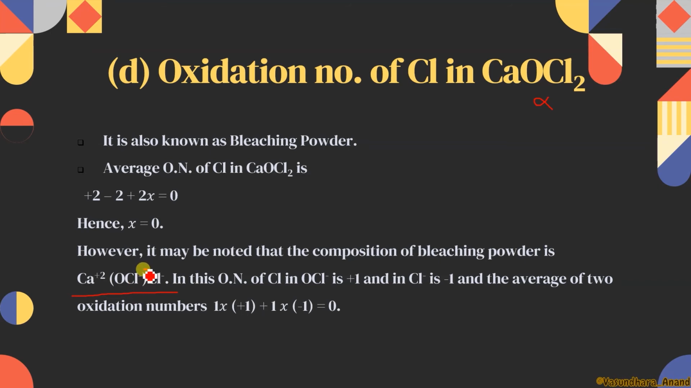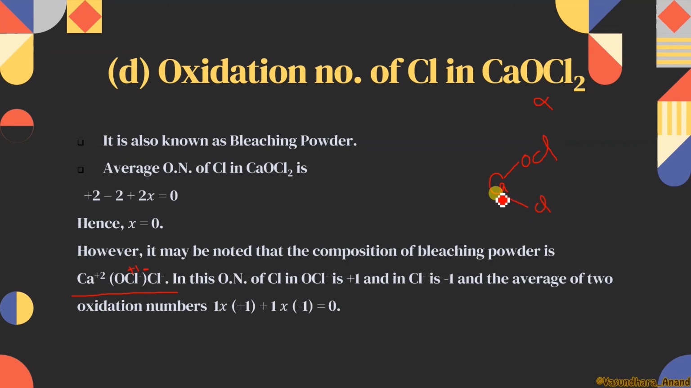Clear? So in this case, the oxygen is more electronegative, so that will have minus charge. So obviously the chlorine which is attached to the oxygen will be positive. So this chlorine will have plus 1, while this chlorine is attached with the calcium. So this one is positive, so obviously this one will be negative. If you see the structure, it is like this, Ca, and here OCl, and here Cl.